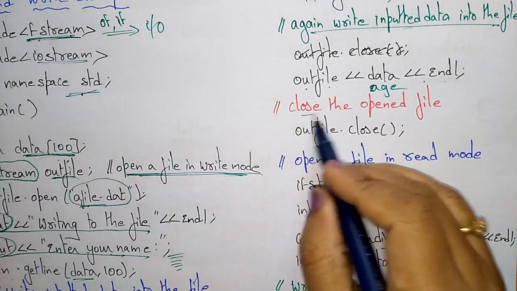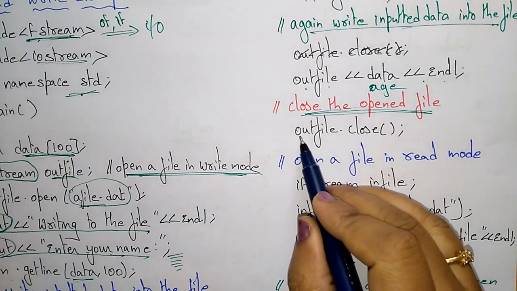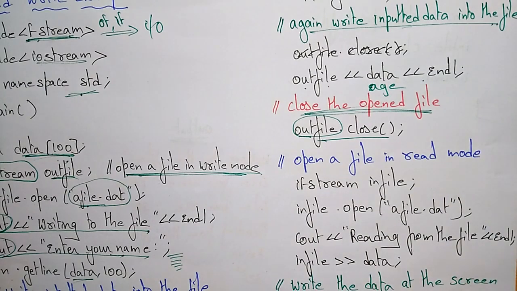After entering, I close the opened file. Whatever file I opened, I want to close that. That is the out file I opened already. That I closed now. Now everything is over. I entered one name and one age, and that out file is closed.